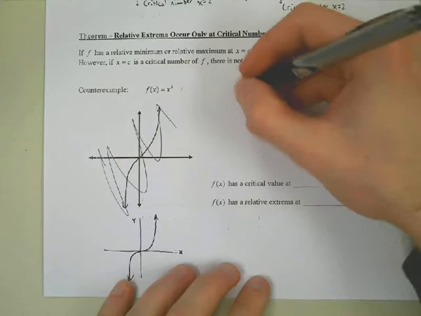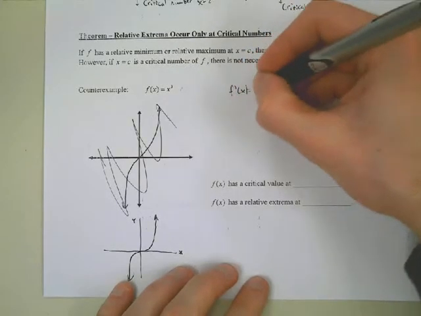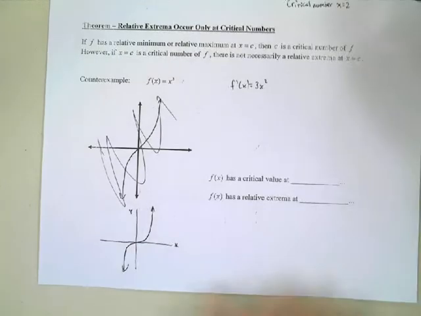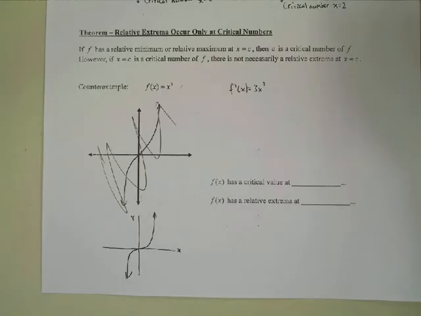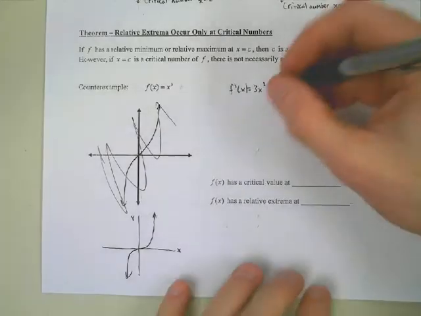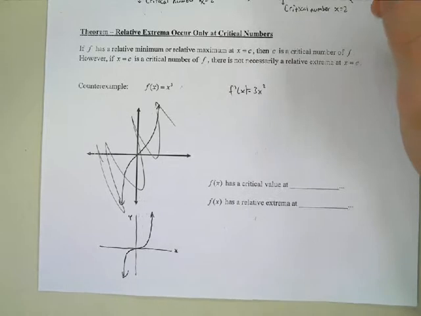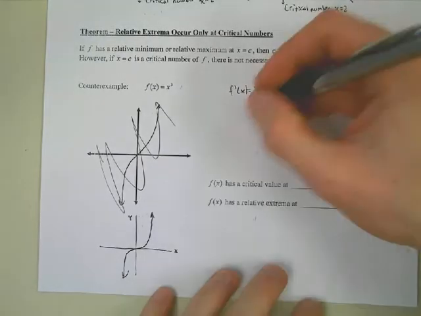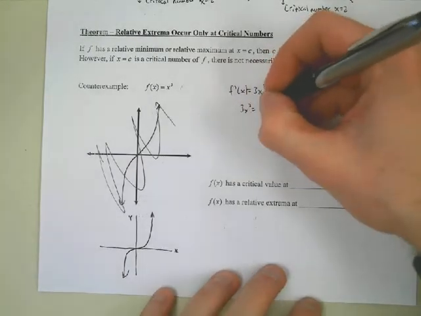F prime of x is 3x squared, and what should we do with our derivative? Plug in 0. Now plug in 0. We want to know when it equals 0. We want to know when it equals 0, right? Critical numbers occur when the derivative is 0 or when the derivative is undefined. So 3x squared equals 0 when x is what, Brandon?